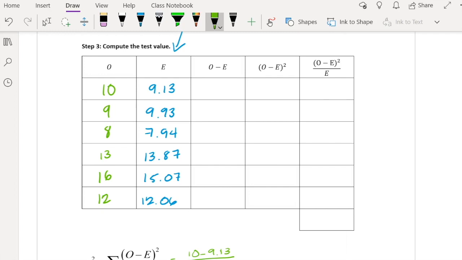Now let's do observed minus expected. So this is going to be 0.87, negative 0.93, 0.06, negative 0.87, 0.83, again, negative 0.06. Now I need to square this column.